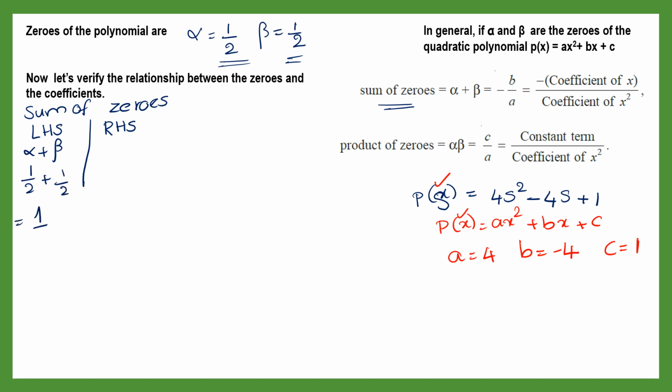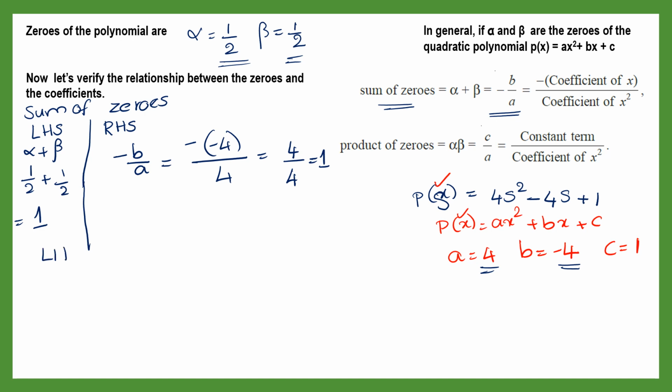Now, if you verify using coefficients, sum of the zeros is minus b by a, that is minus coefficient of x by coefficient of x square. So minus of b is minus of minus 4, by a is 4. Minus into minus is plus, so you get 4 by 4, that is 1. LHS is equal to RHS. So sum of the zeros we have verified with the coefficients. It is verified.